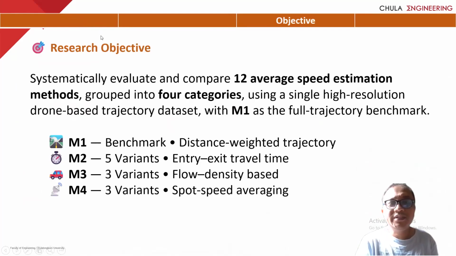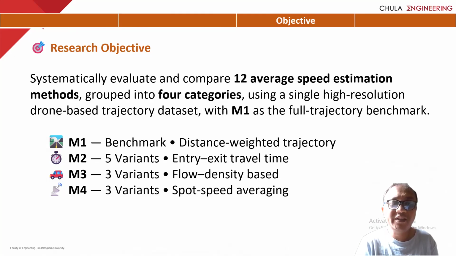The objective of this study, as I said, is a systematic evaluation of 12 average speed estimation variants, grouped into 4 categories. M1 is the full trajectory-based method, which is the benchmark, and all the data are collected using drone-based trajectories. M1 is the benchmark, which is the distance-weighted trajectory-based method.